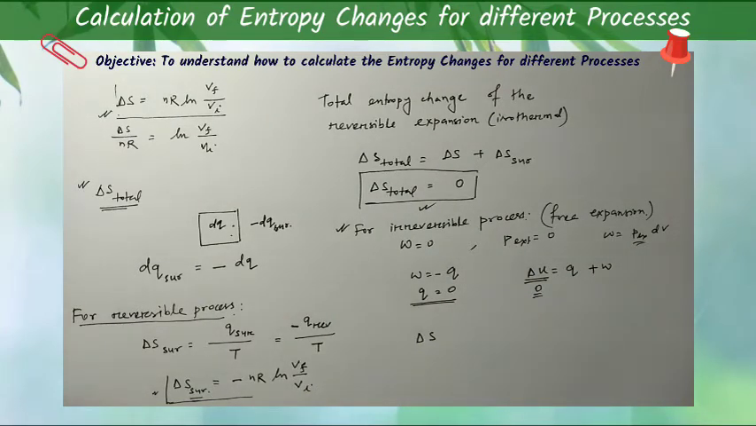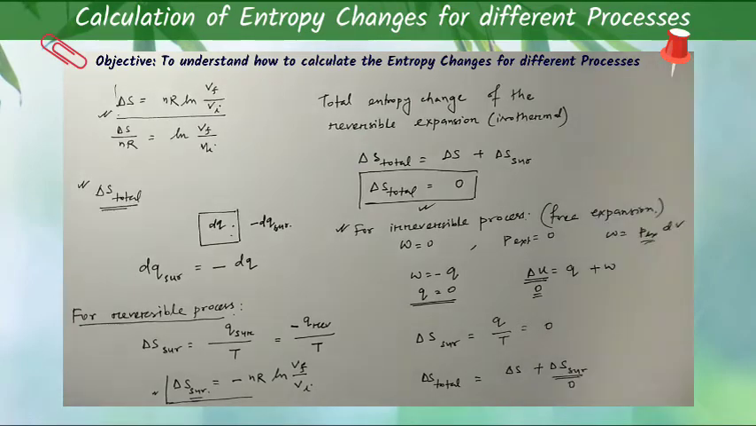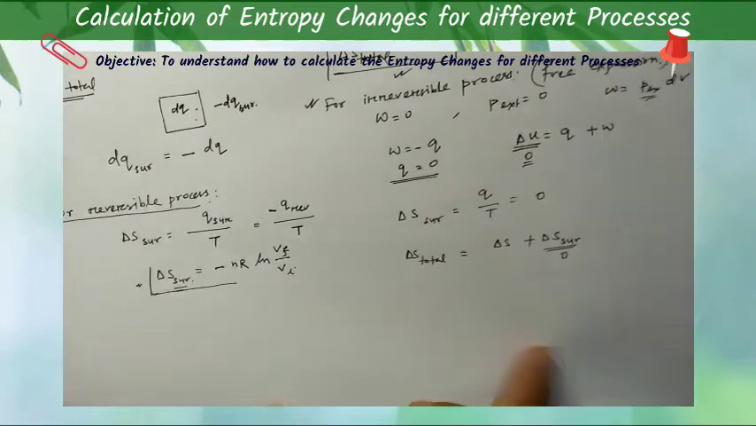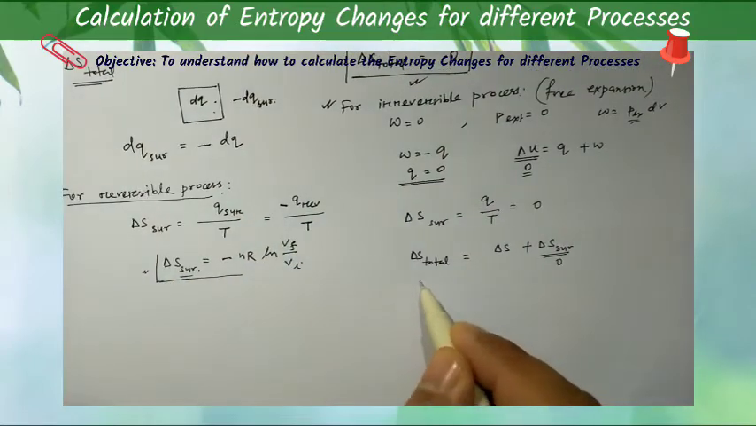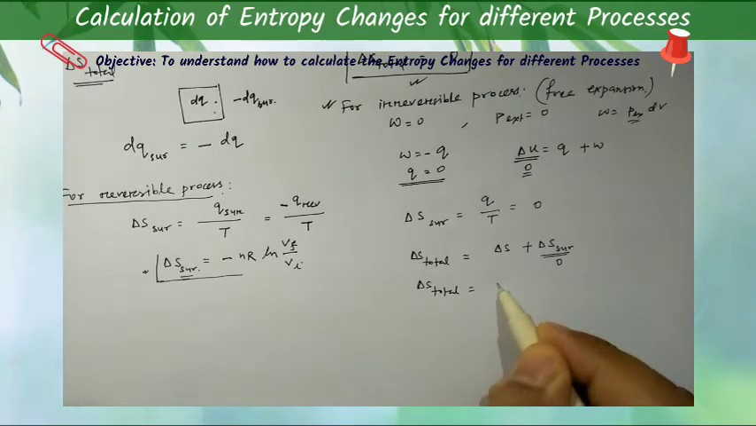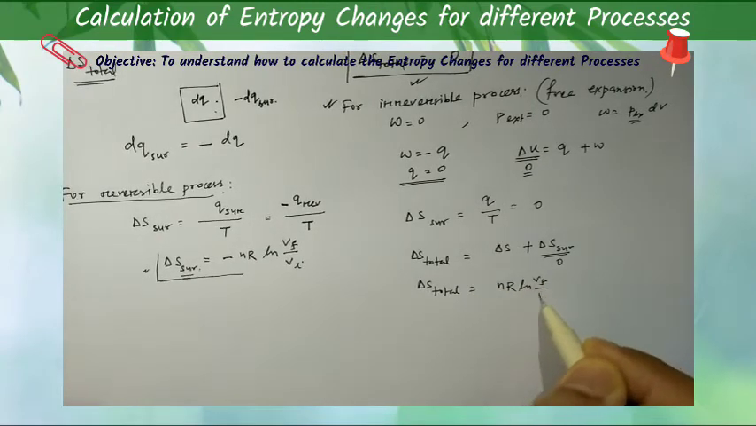If Q is equal to 0, then del S for the surrounding is equal to Q by T, so it is also 0. So the total change of entropy for the irreversible process for free expansion is del S plus del S surrounding, but here the surrounding part is equal to 0. So what we can write is that del S total is equal to nR ln Vf by Vi.